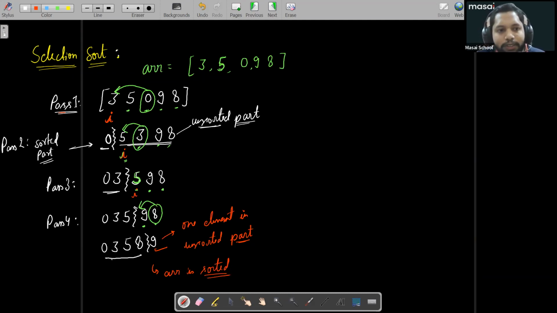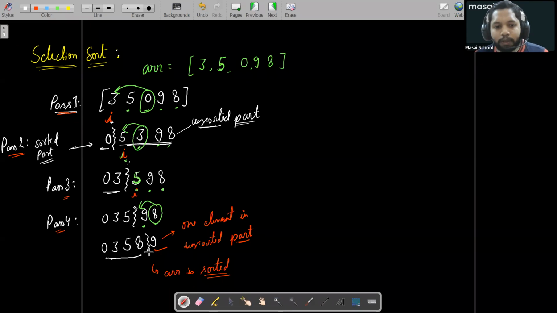So how many passes are required? 1, 2, 3, 4. Only 4 passes are required to make the array sorted. Got it, guys? So what we were doing here was simply finding the minimum, taking the minimum and then swapping it with the ith index.